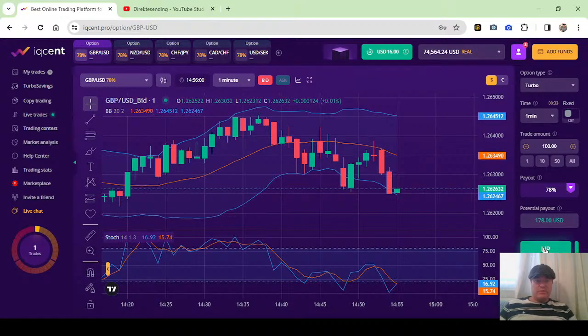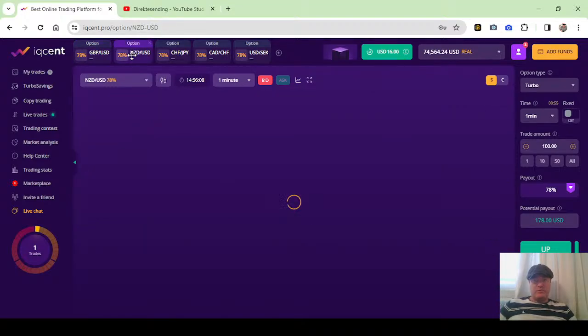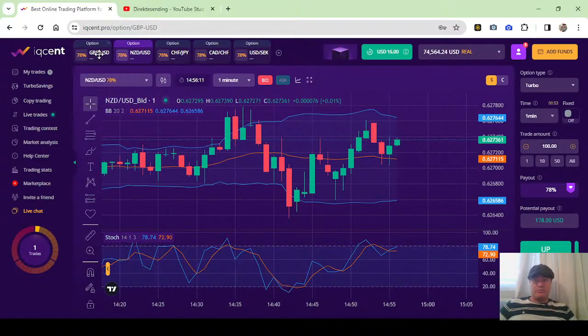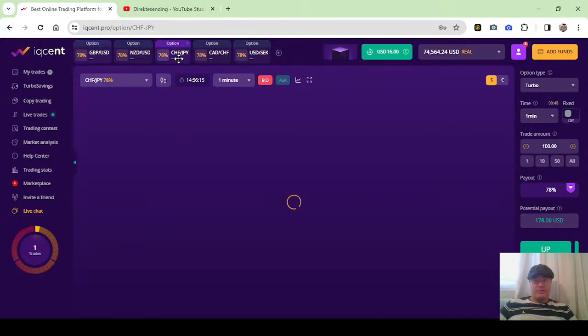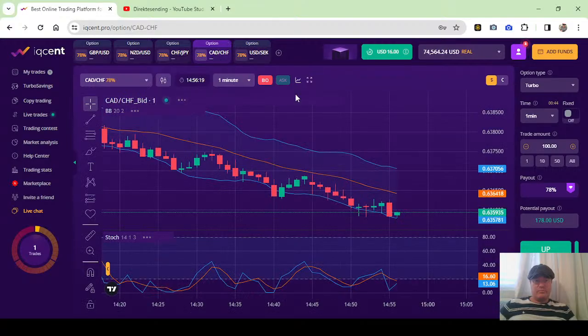Let's see. If we can fill up this bar with a red down to where it was, we take a trade. You can check New Zealand, sometimes it's the same. This time it was not. Let's check here. We are close here.